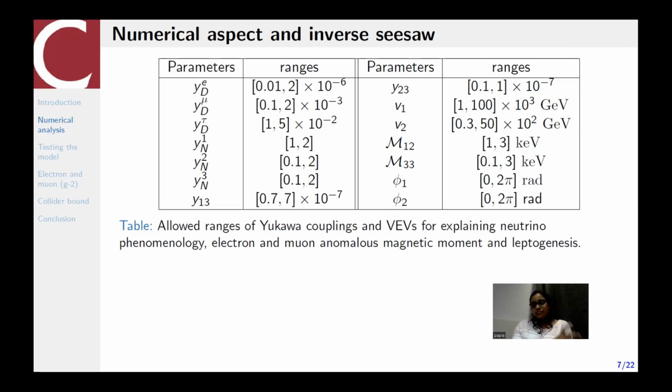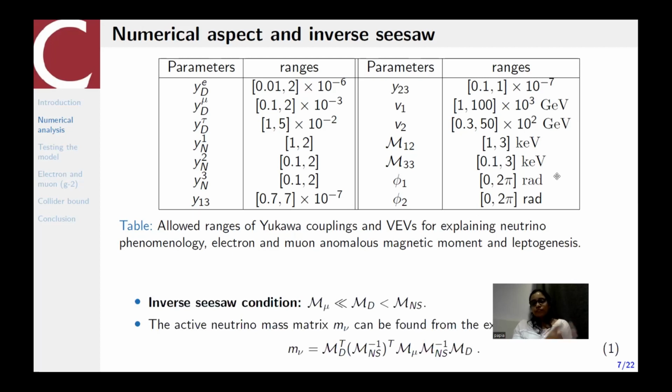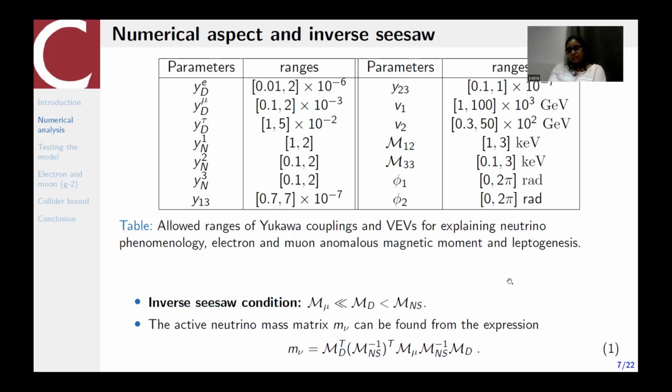So if I put these values in such a range that our neutrino phenomenology will be satisfied, then the table will be like this: Y_De, Y_Dmu, Y_Dtau will be of the order of 10 to the -6, -3, -2 and like that, and Y_N1, Y_N2, Y_N3 we have taken of the order of 1, because it is 0.1 to 2, that means of the order of 1. And for Y13 we have taken the order of 10 to the -7 and like that. So next. Yeah, with the help of these numerical parameters, we can have a condition that is like mu.